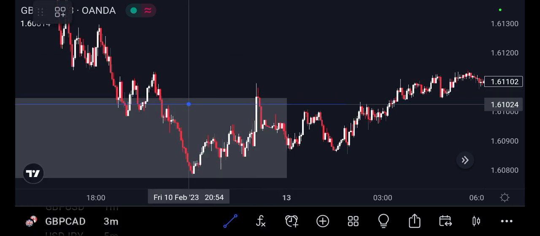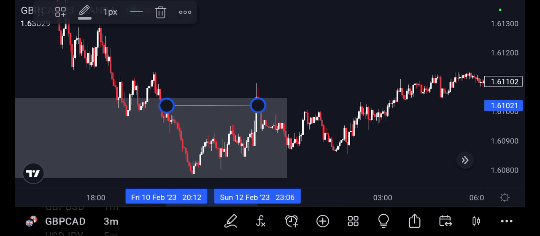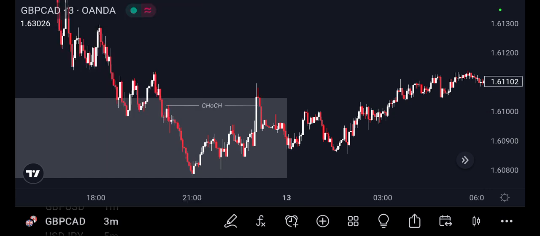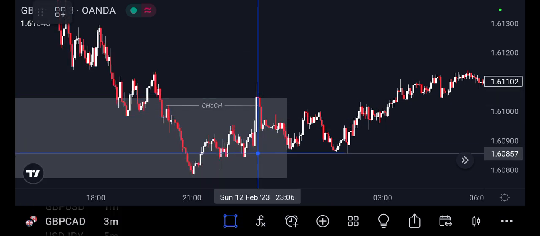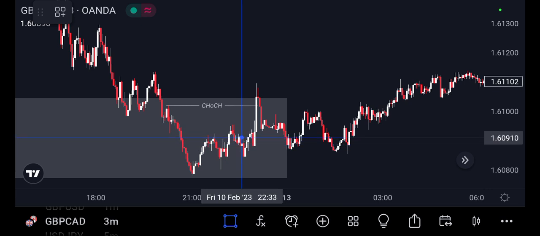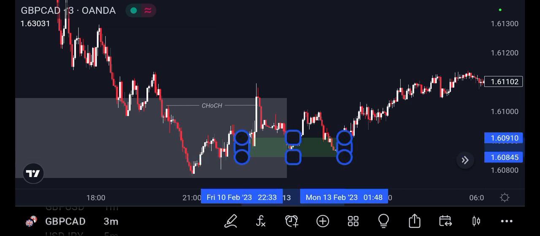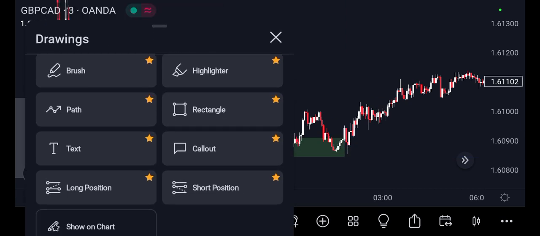Price broke structure here, giving a change of character. You mark out your zone as confirmation entry. And that's just it.